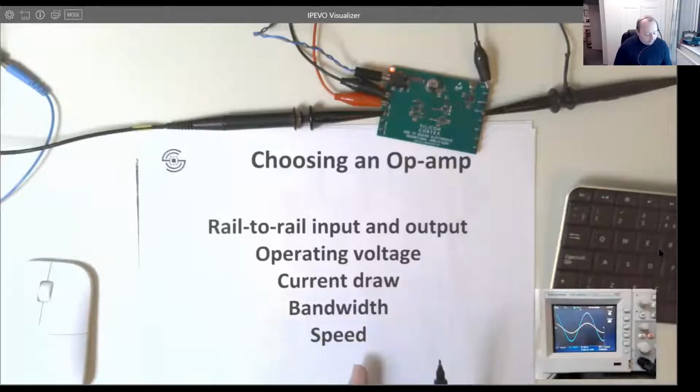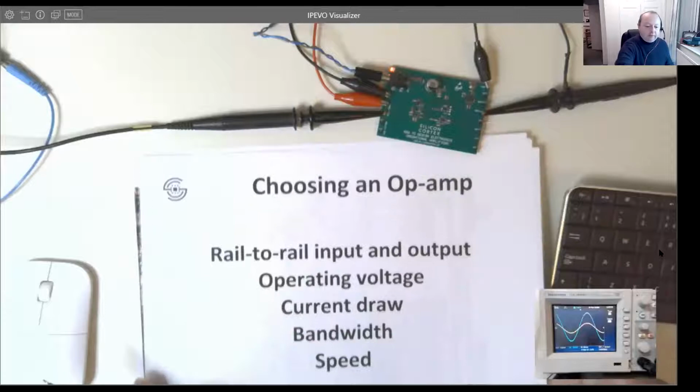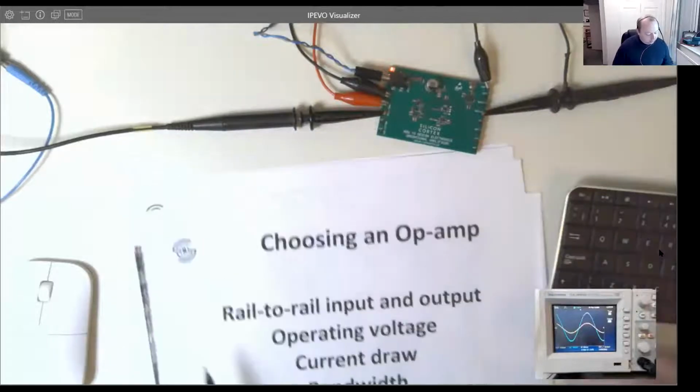And the last thing on here, which I've said, speed, is how quickly does this device respond to a change in the input? And that's usually measured in volts per microsecond. So just very quickly, I don't lose too much time here.